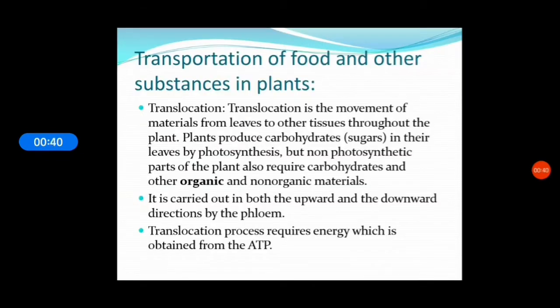In plants, as the food is produced in the leaves by the process of photosynthesis, it must be transported to the other non-green parts of the plants, and this is done by the process of translocation. Translocation is the movement of materials from leaves to the other tissues throughout the plant. Photosynthesis produces glucose in the green parts of the plants, which are often leaves.